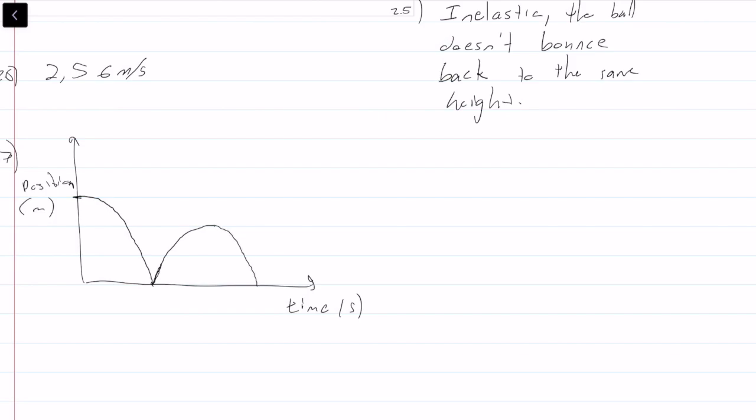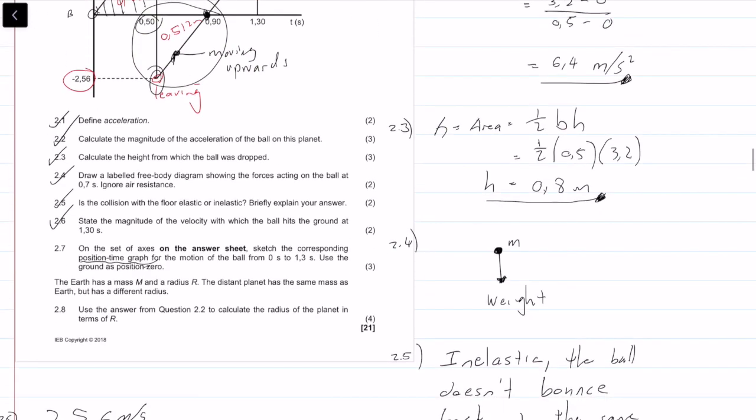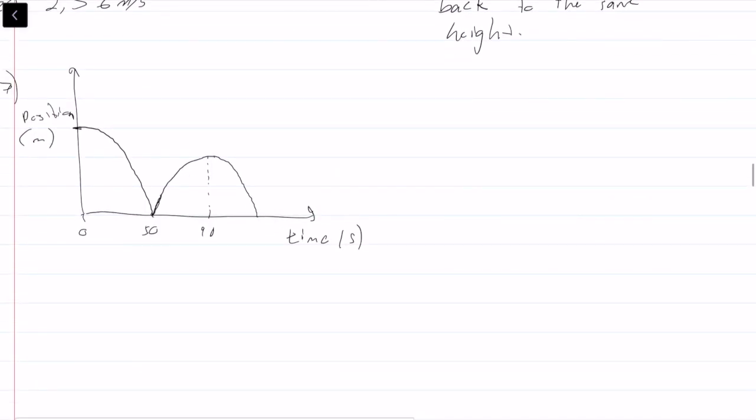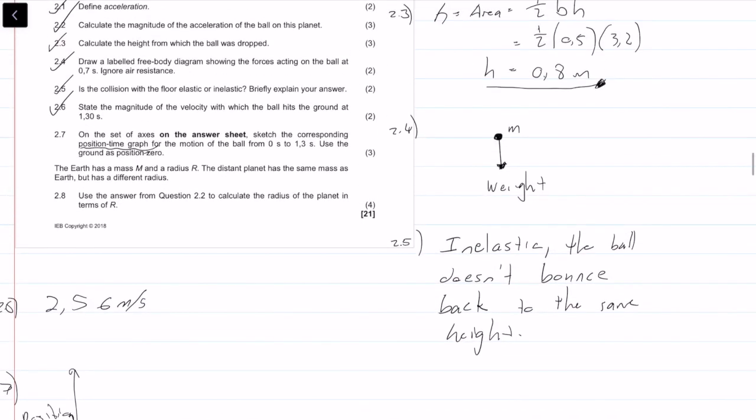Okay, and we know that this is 0 seconds, and the key times are at 0.5, 0.9, and 1.3 seconds, with the turning point at 0.9. Okay, cool stuff. And that's question 2.7.